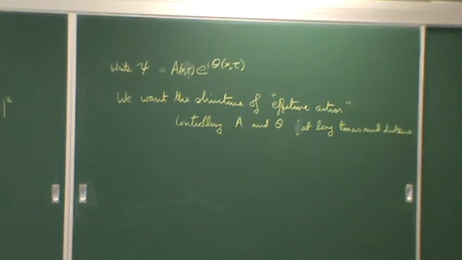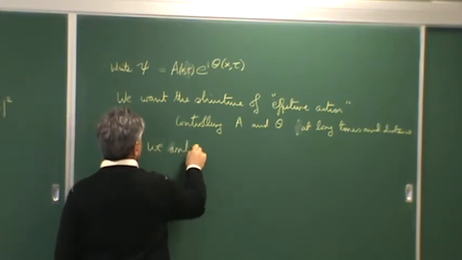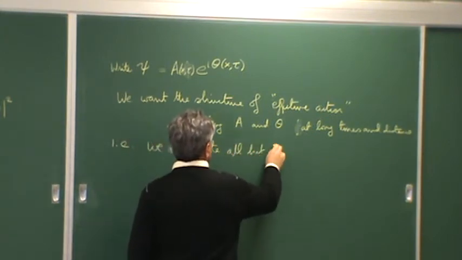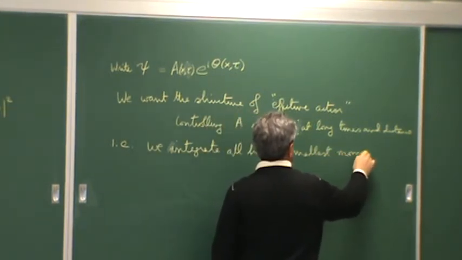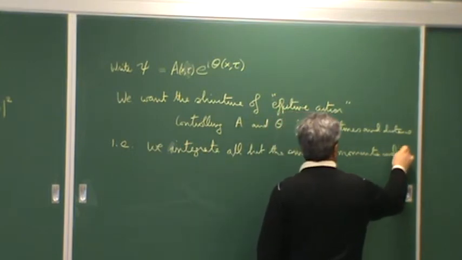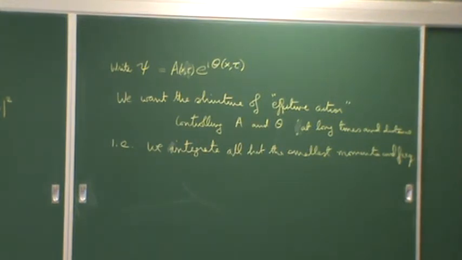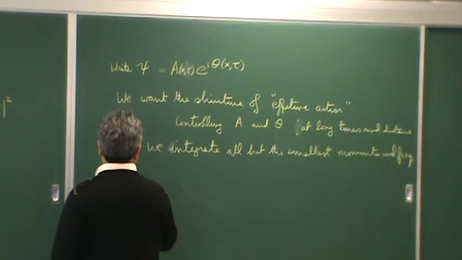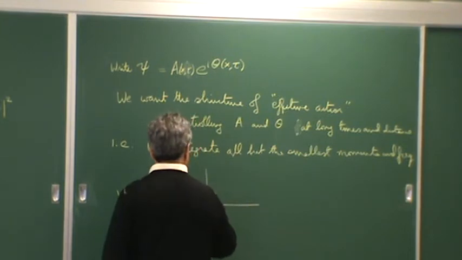That is, we integrate out all but the smallest momentum and frequency. It's a hard task to do this, and I won't actually do it, but I just want to see if I can use general considerations to understand what's happening. Okay, so once I do this, what is the effective action going to look like? Well, there's some potential for A fluctuations. So V of A looks something like this.